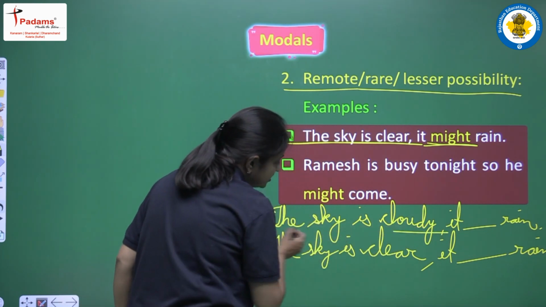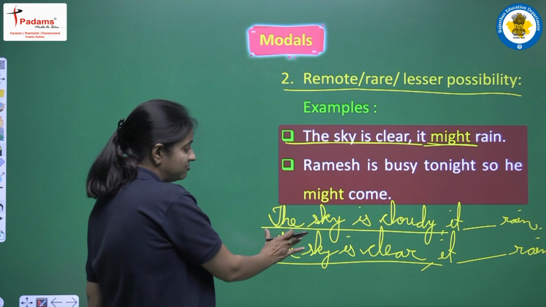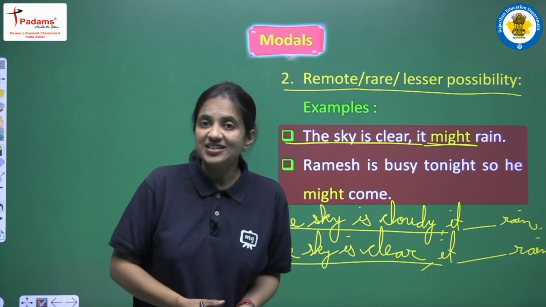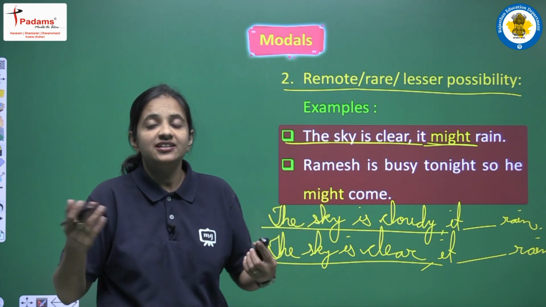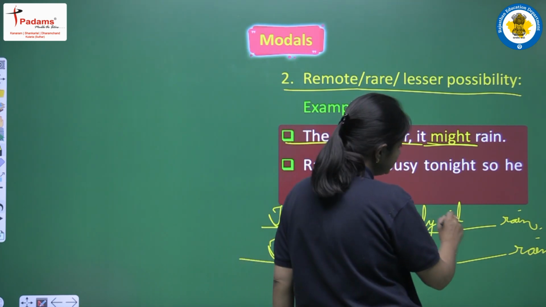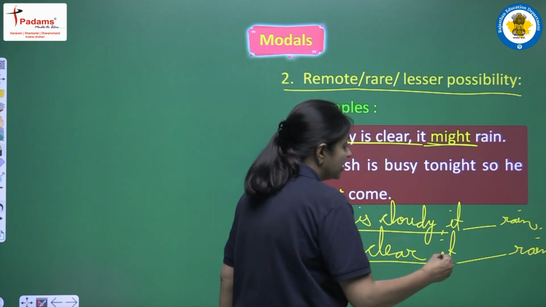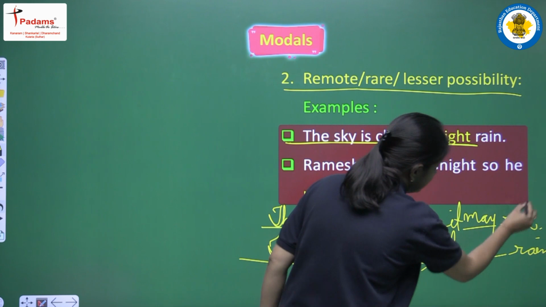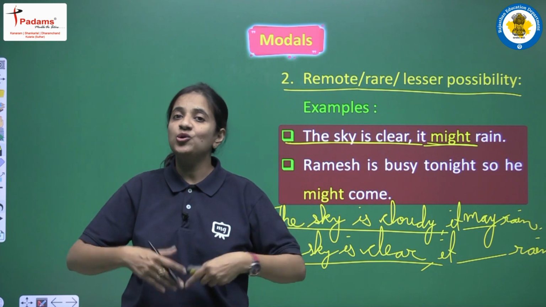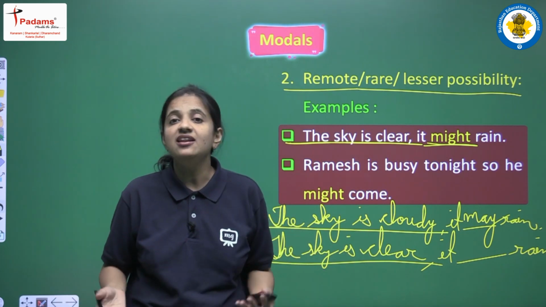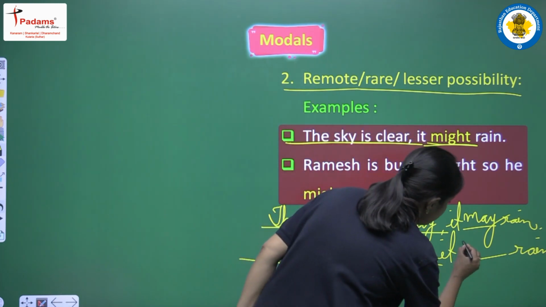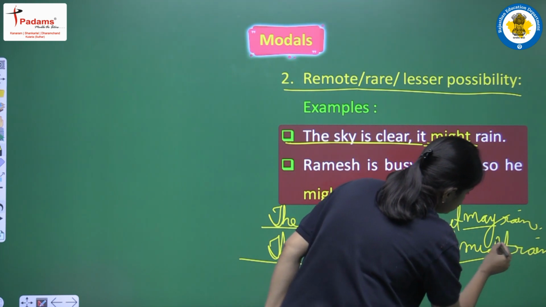The difference is in the first clause. In the first sentence we have the sky is cloudy, the sky is full of clouds. Because there are so many clouds in the sky, it is a very strong possibility that it can rain. So here in the first sentence, when we have a very strong possibility, we have to use may. But in the second sentence the sky is clear, the weather is clear, there are no clouds in the sky, so we have very less possibility that it will rain. So to show the less possibility we will use might here. So this is the difference between may and might.